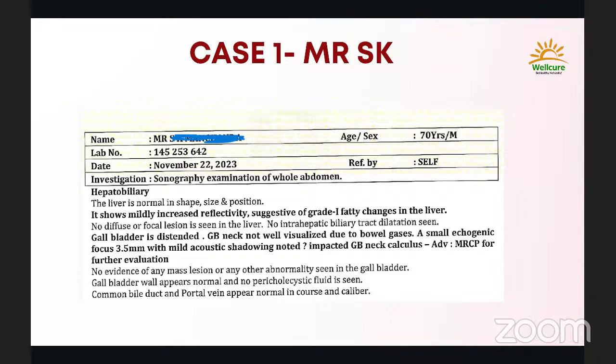He came in with mildly increased reflectivity in the liver, suggestive of grade 1 fatty changes in the liver. So he's one of our patients who came to us in November with fatty liver grade 1. Then they also saw the gallbladder was very distended, and the gallbladder neck not well visualized due to bowel gases, but they think there is a gallbladder stone. He came in with severe nausea, vomiting, indigestion, acidity, burping. Then the doctor said, oh, you need to get admitted tonight in order to get your gallbladder done. But this is one of those patients who's been with us for a long time. He wasn't there, but his wife came to us, his daughter came to us.